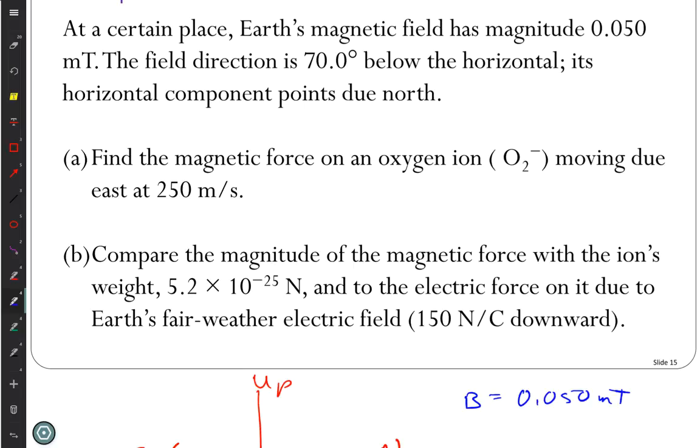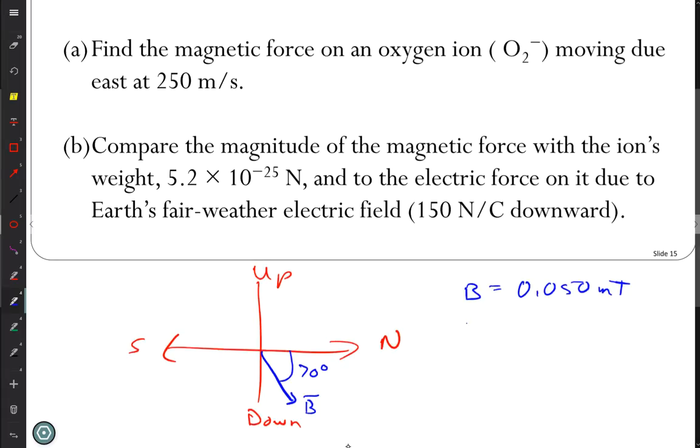Yeah. If it had no charge, there'd be no force, right? It's negatively charged. What's that mean? It's picked up an extra electron. It's not missing one, it's added one. And it has a velocity that's equal to 250 meters per second east.